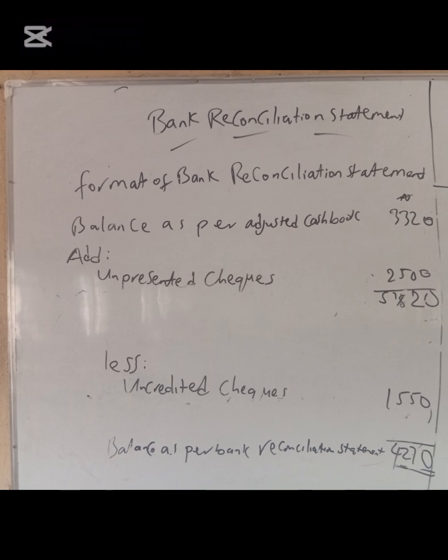Then remember the part where they say the bank has not credited and cleared it. That is uncredited checks, which we less, so we minus this from 5,820. Sorry, I forgot to put my bracket, but you know less shows minus. So when we minus, we get the balance as per bank reconciliation statement, 4,270, as the question said initially in the opening. When you look at the question at the beginning, where they talk about the bank statement, that was the exact amount they said. If it's not, then something is off.